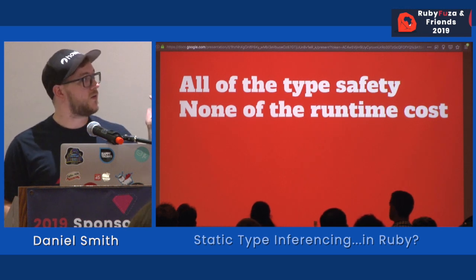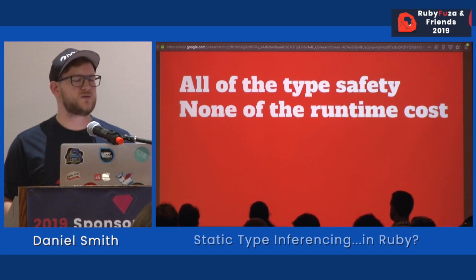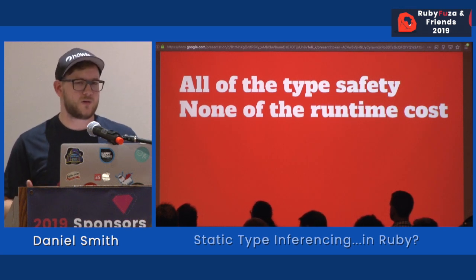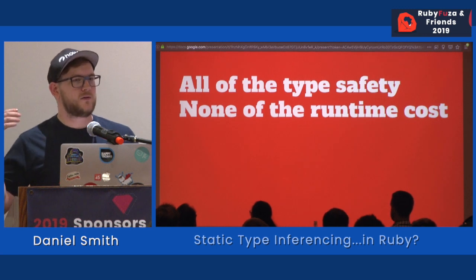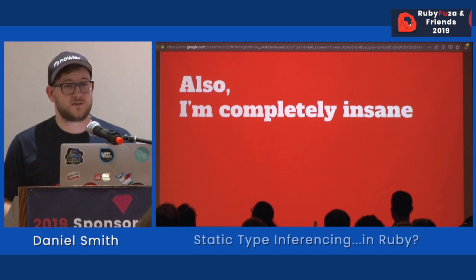So you'll get all of the type safety with none of the runtime cost, because you can get gems that can do type safety, but they do incur a runtime cost by checking it at runtime. So also, I'm completely insane.